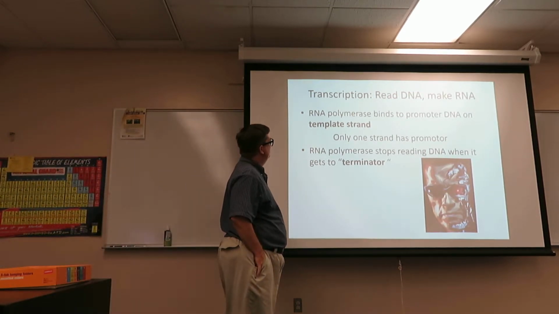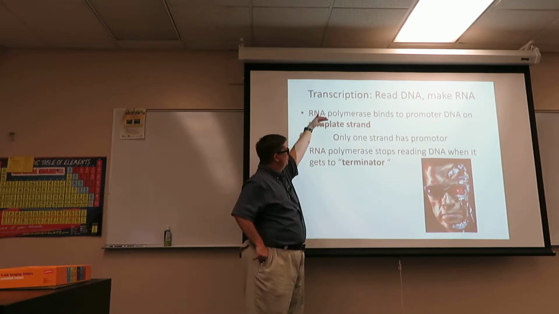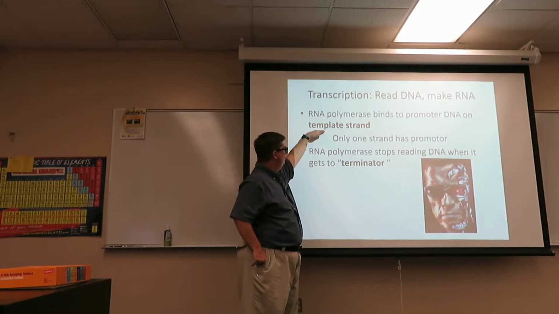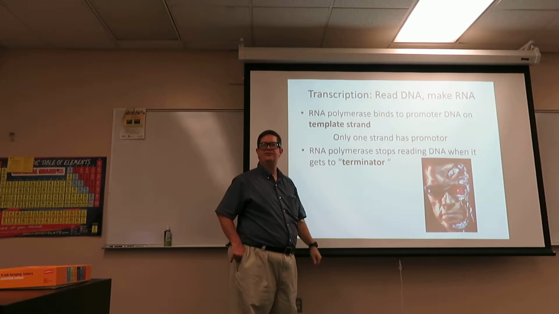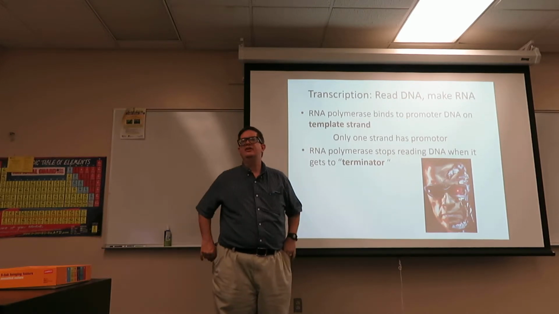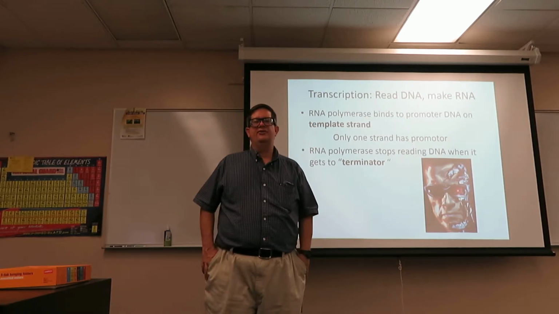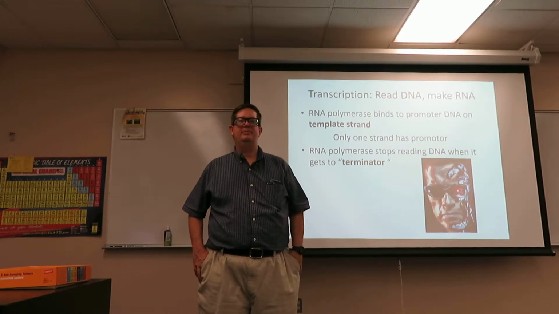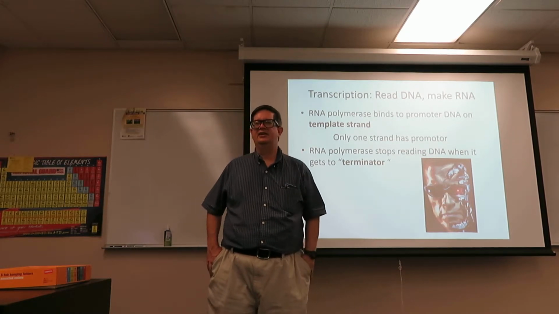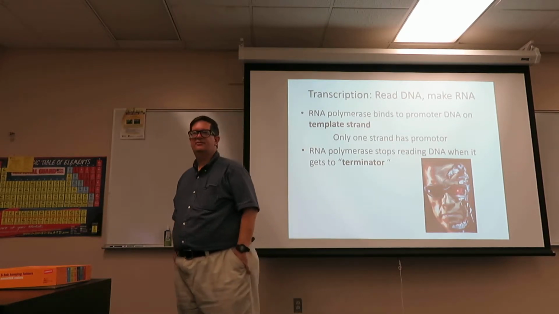Transcription is reading the DNA, making RNA. You're going to start on the promoter of the template strand and read until you get to the terminator of the template strand. You don't even use the other strand. Why is it there? It's a backup copy so you can fix mistakes in the DNA. Does that make sense? Okay.